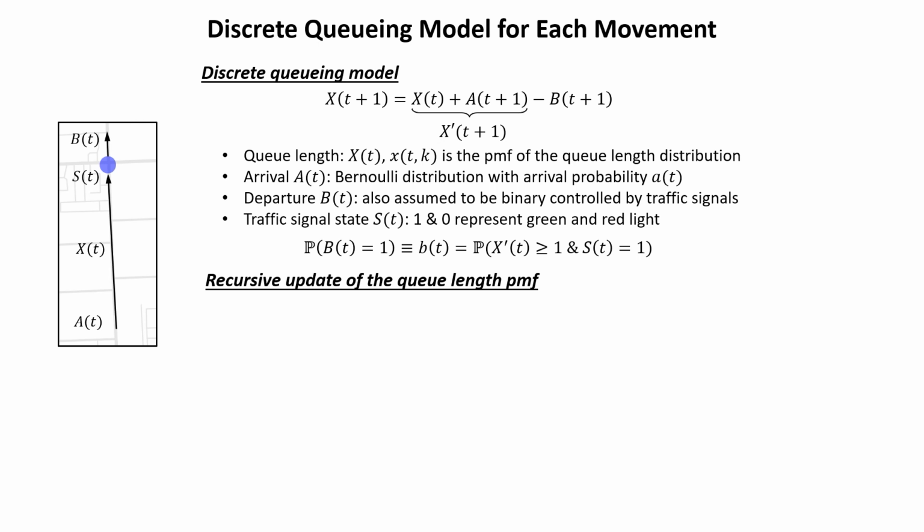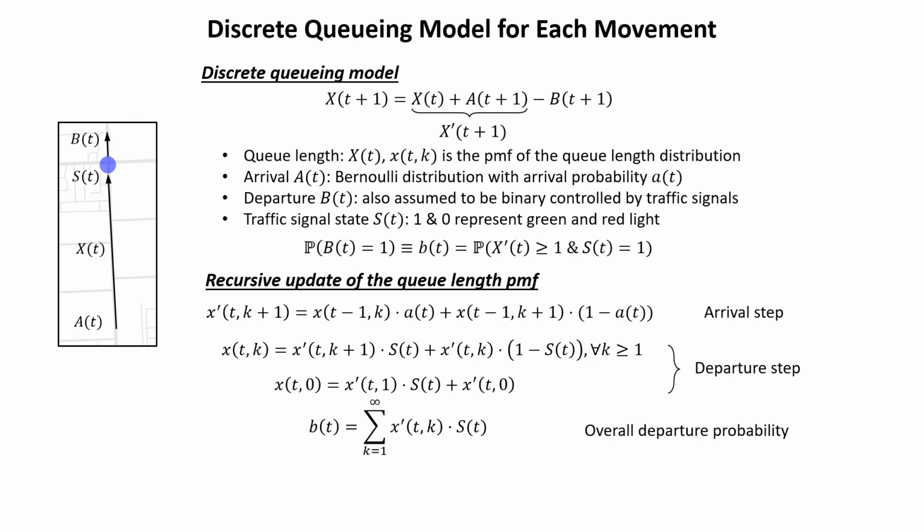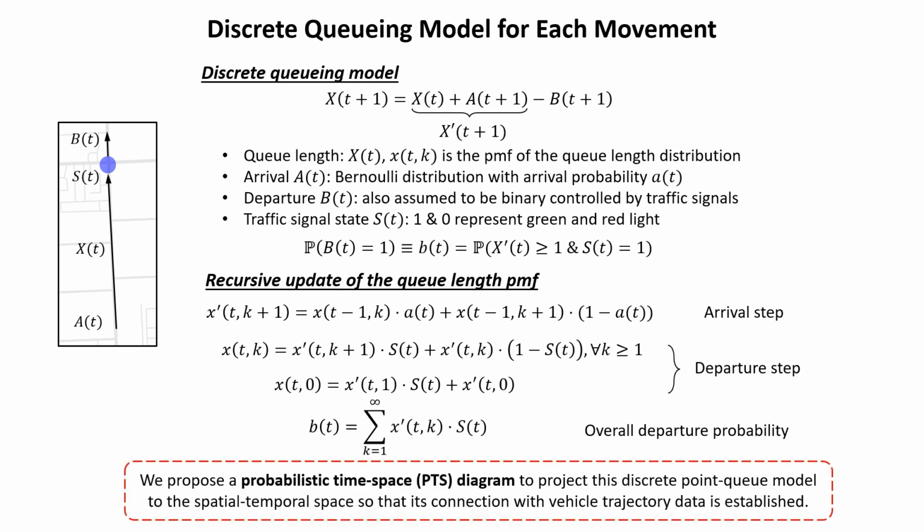The queue length PMF can be updated recursively, where for each time interval there is an arrival step, which calculates a queue length distribution after the arrival, and a departure step to calculate x for the next time step. Note that the arrivals are factored in before the departures are removed, and the intermediate queue length distribution is denoted as x prime. We propose a probabilistic time-space diagram to project this discrete point queue model to the spatial temporal space so that its connection with vehicle trajectory data is established.